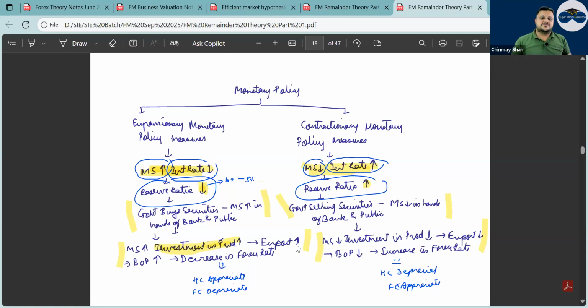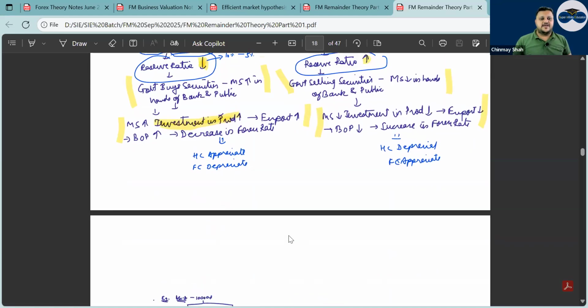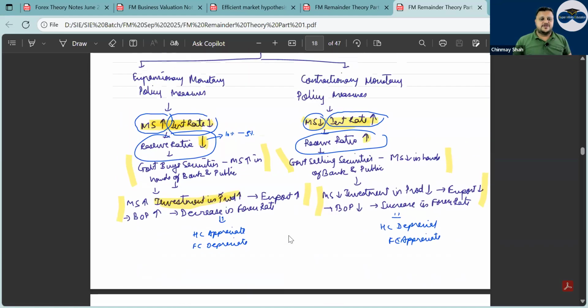Government buys securities from the banks, and money supply is increased in banks, and the public will get more money. So money supply increases, there is investment in production, export increases, the balance of payments will improve, and there will be a decrease in the forex rate, because a lot of foreign currency will be received.